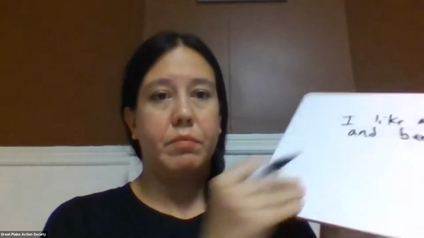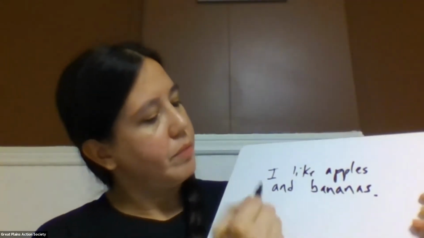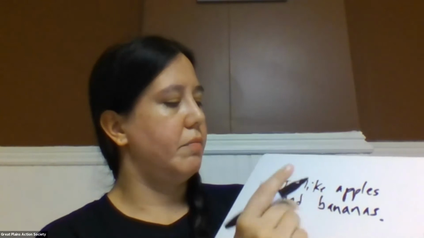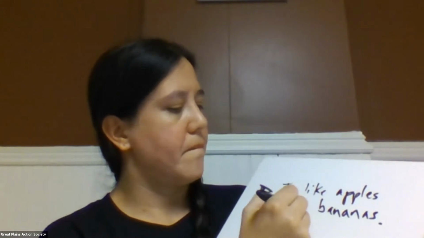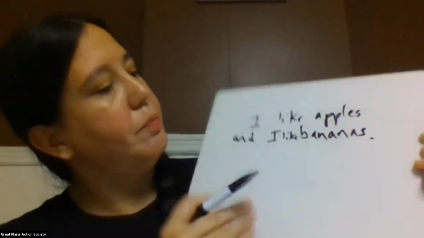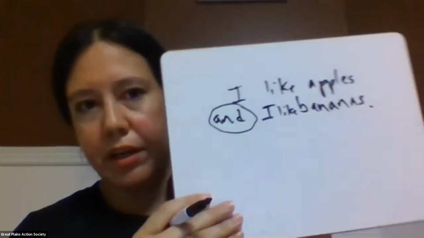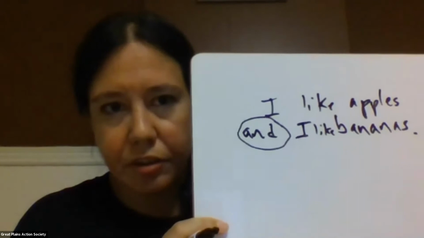So there we have two parts, I like apples, and then this is elliptical, but I like bananas. Well, we're going to add that in there to make it clear. All right. So these two simple propositions are joined by an and. And so and is an operator. That means it's operating on the components of the statement as a whole, and it determines the truth value.